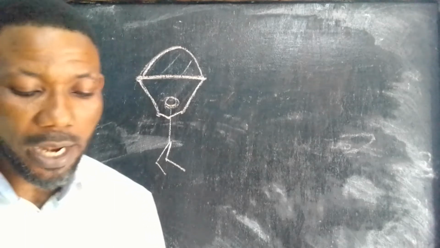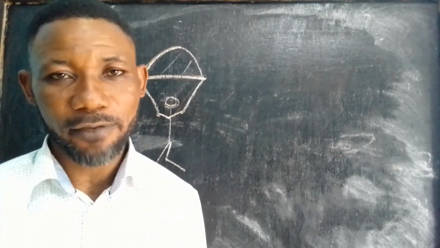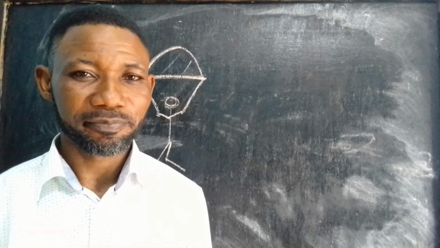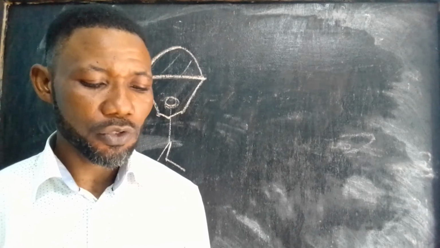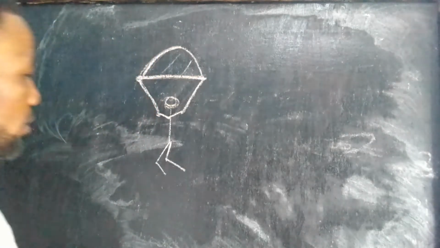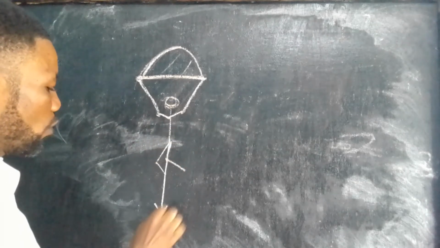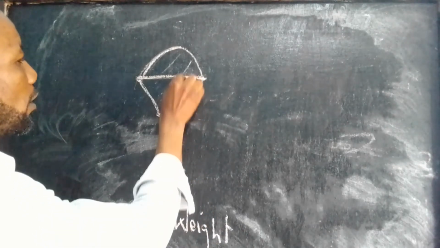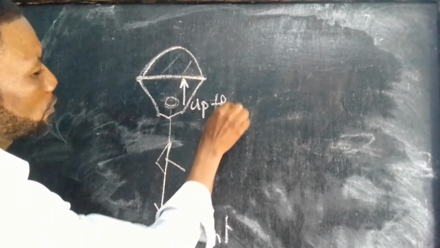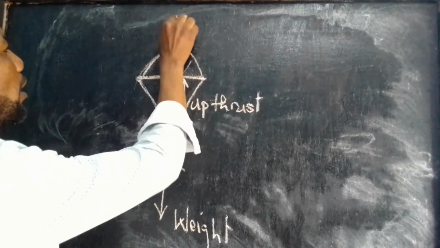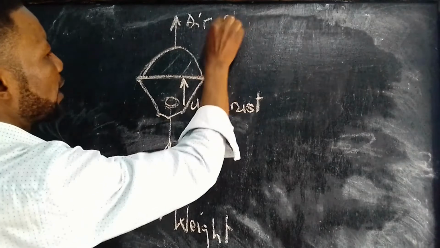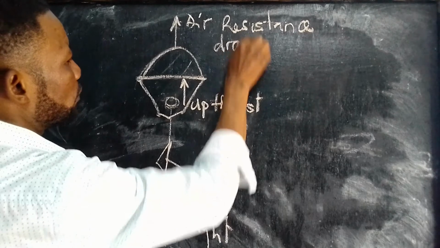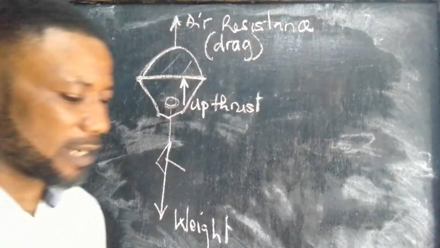Question number 1. What name is given to this constant velocity? It is called terminal velocity. Copy figure 2 and indicate all the forces acting on it. Luckily we have it. So this is going to be the weight, W. This is going to be the up thrust, and then this is going to be air resistance or the drag force.